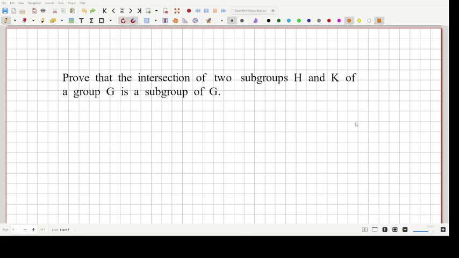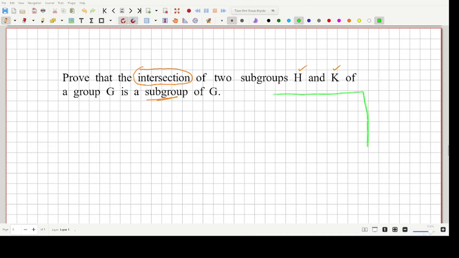In this problem, we need to prove that given a group G and two subgroups of G, H and K, the intersection of these subgroups H and K is indeed a subgroup of G. Now let's visualize the set structure over here.